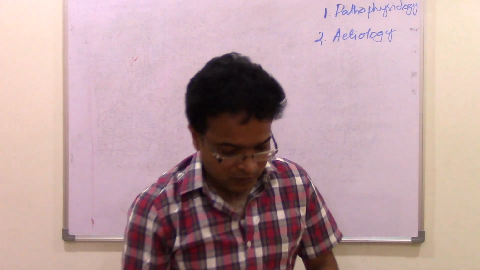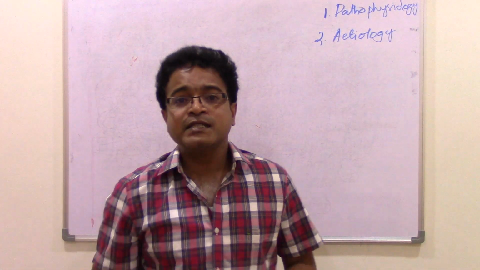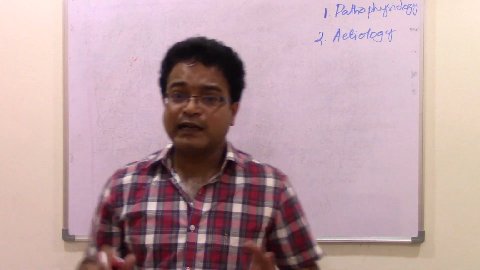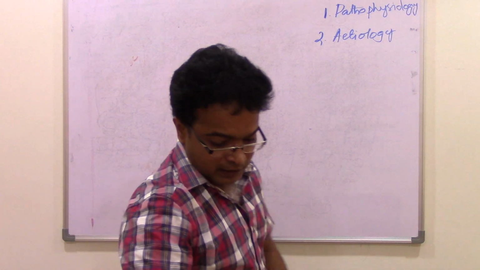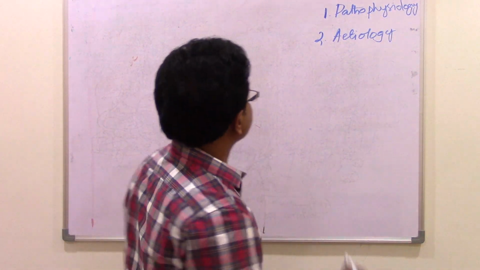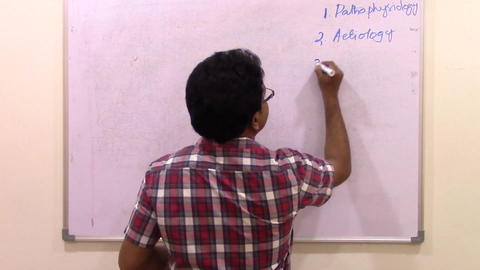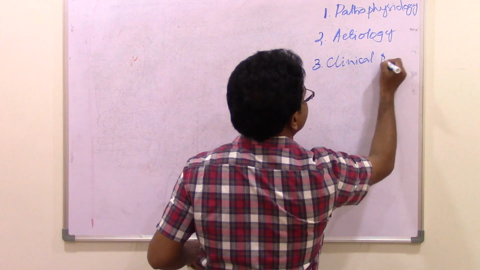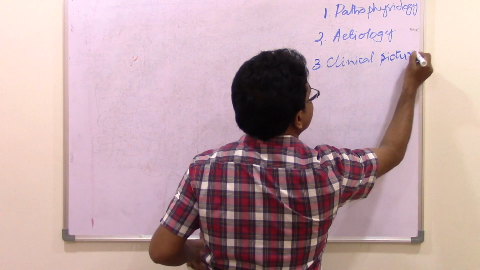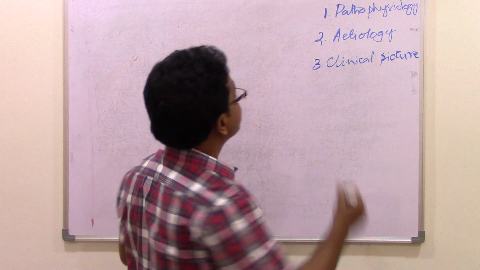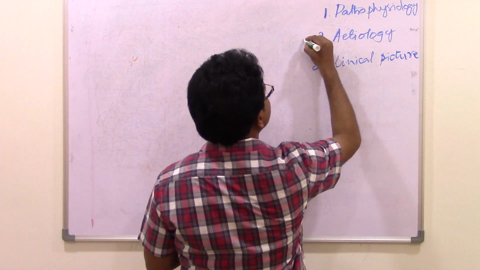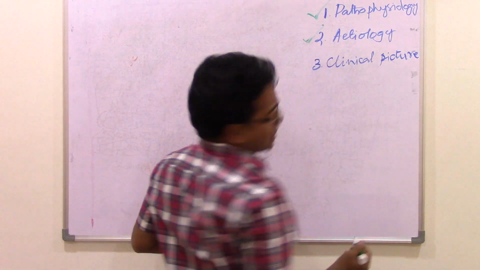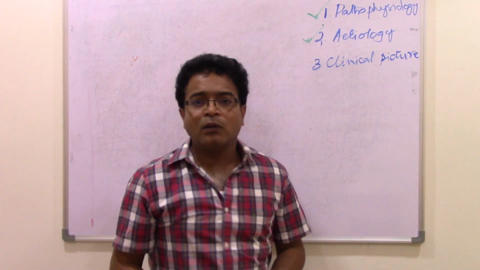Now we'll see what exactly happens in case of diabetes, the different conditions the diabetes patients present themselves with. So, the clinical picture. Now we finish etiology and we finished pathophysiology as well. What is the clinical picture?